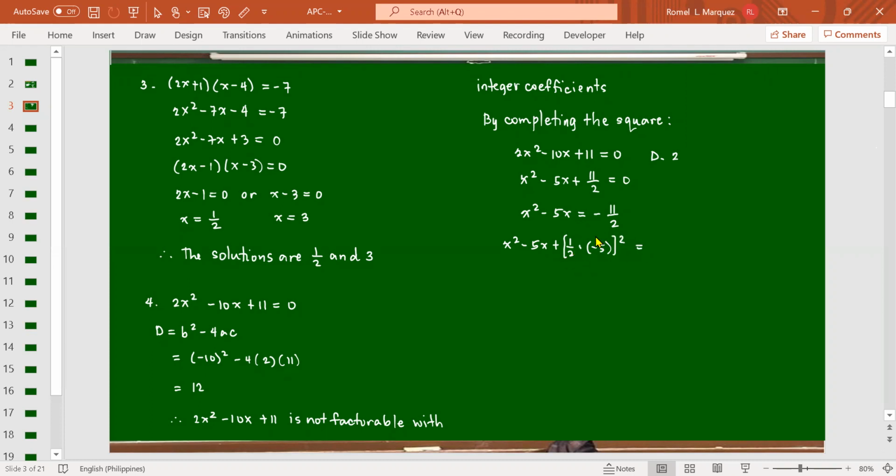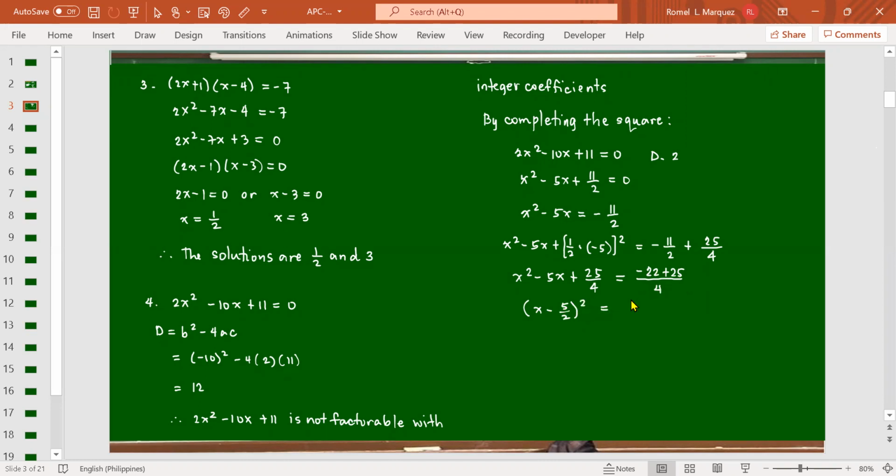So whatever we added on the left, we have to add that also on the right. So actually what we added, 25 over 4. So simplifying this, x squared minus 5x plus 25 over 4. So this is already a perfect square trinomial. On the right side, getting the LCD. So this is 4 divided by 2. 2 times negative 11, negative 22 plus 25. Okay? On the left side, that is x minus 5 over 2 quantity squared.